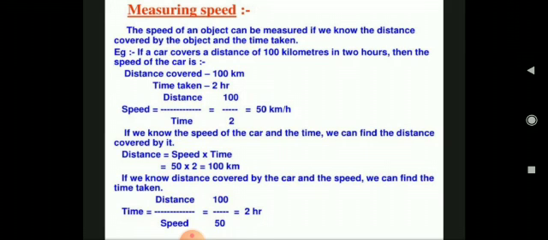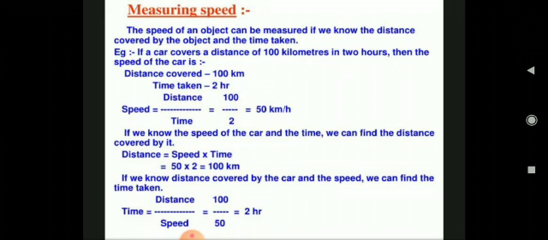Now, students, if we know the speed of the car and the time, then we can find the distance covered by it. If we have the speed value and time value, then we can easily determine the distance also. What is the formula of distance? Students, the distance formula is distance is equal to speed into time. So here speed is 50 and time is 2, then we can say that it is 100 kilometer.